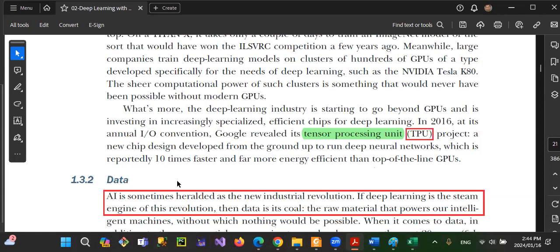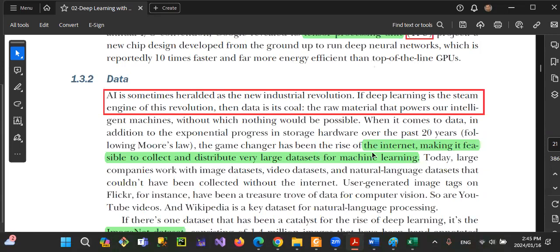The other thing is data. The amount of data that we have today and can process is amazing. The reason for that is we have the cloud, the internet, and all those services over the internet. Before that, we couldn't imagine it. And the internet made it feasible to collect and distribute very large data sets for machine learning.